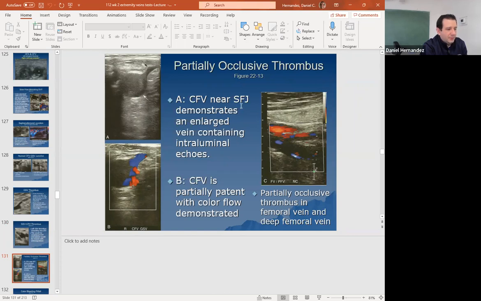Partially occlusive thrombus, so common femoral vein near the SFJ demonstrates an enlarged vein containing intramural echoes. Common femoral vein is partially patent with color flow demonstrated. So we get some flow coming through that GSV into the common femoral. So there is some partial flow within it. In sagittal, we can demonstrate occlusive thrombus formation in the femoral and deep femoral veins, extending into that common femoral.